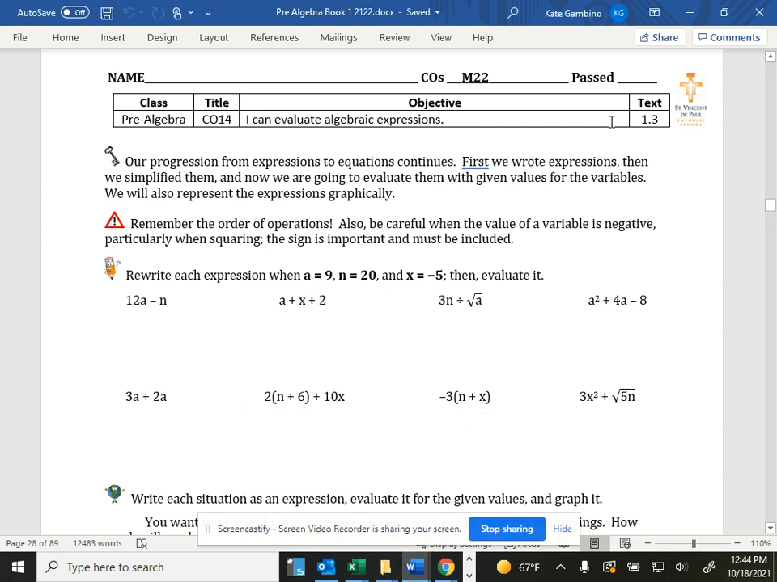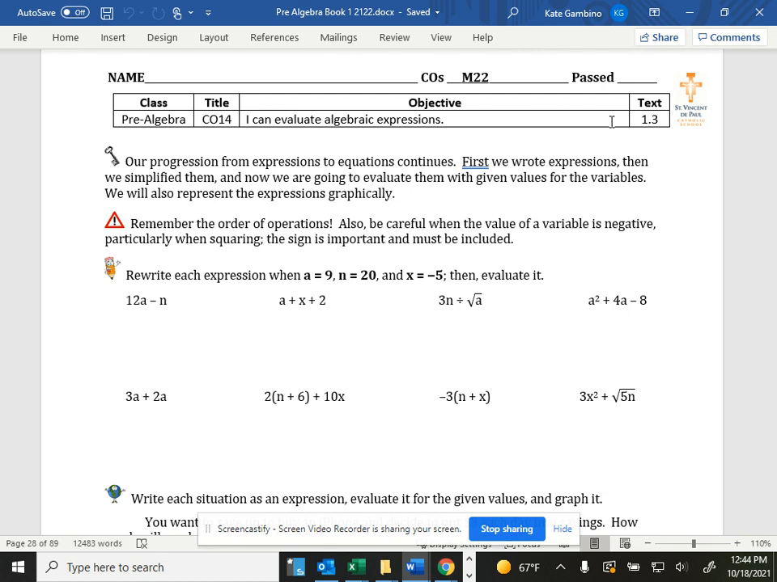Okay, today we are doing CO14. I can evaluate algebraic expressions. Our progression from expressions to equations continues. First, we wrote expressions, then we simplified them, and now we are going to evaluate them with given values for the variables. We will also represent the expressions graphically.